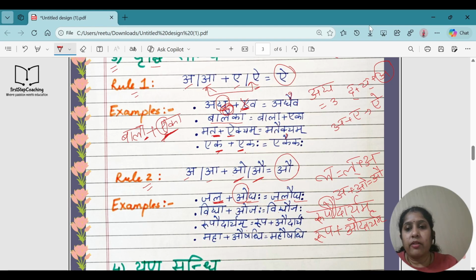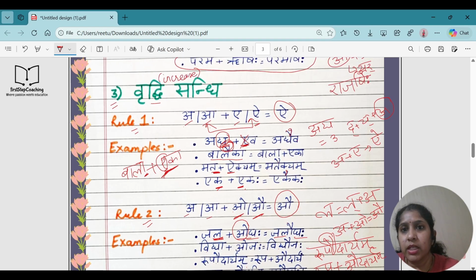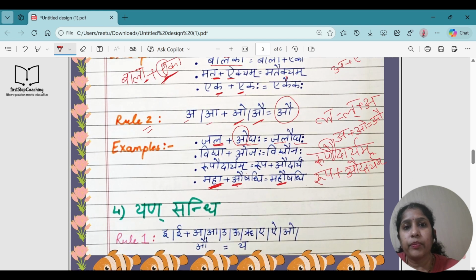Correct? The next word, if you see, it is ending with Maha plus Aushadhi is giving you Mahoshadhi. So if you see this first word is ending with Aki Matra, second word is starting with Badeo ki Matra. So A plus O together is going to give you Badeo ki Matra. Fine. I'm hoping Vriddhi Sandhi was clear to you.